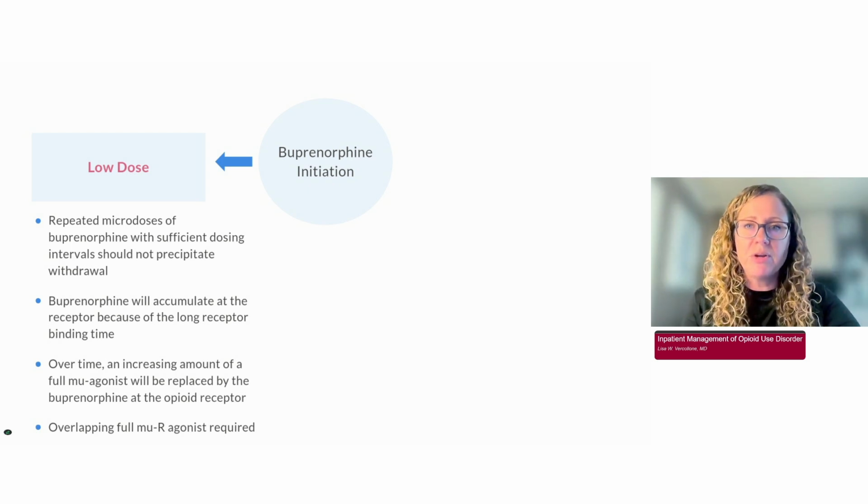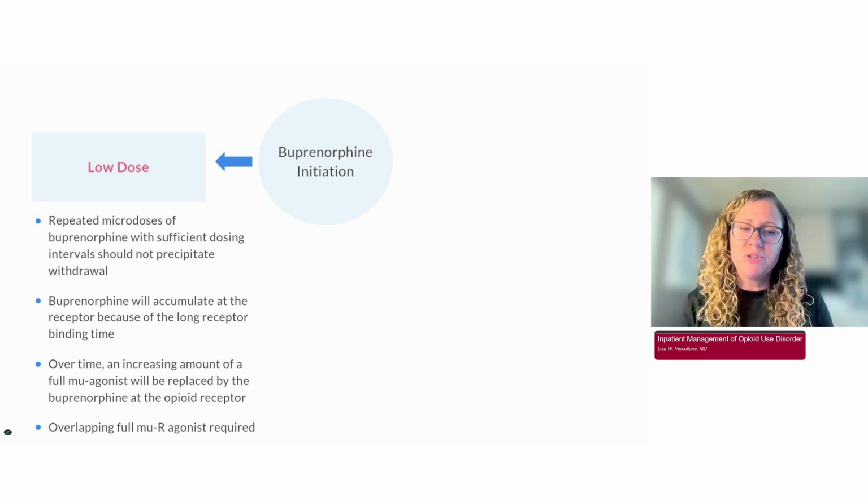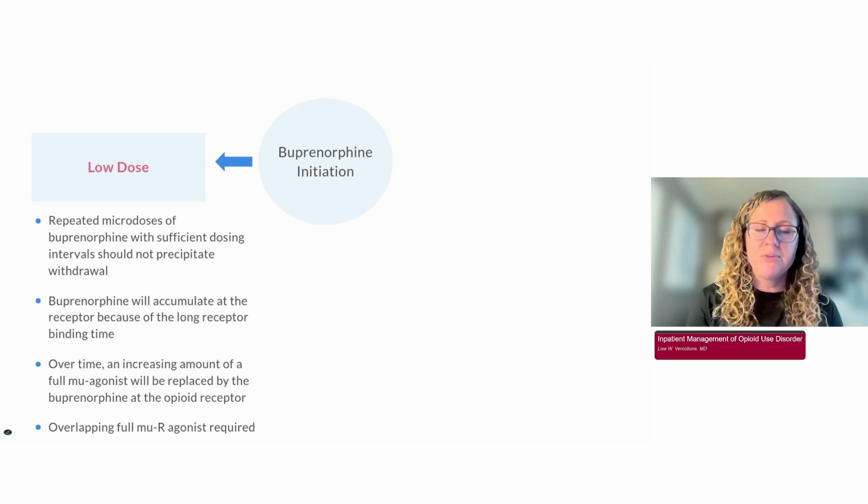The important thing to note about this strategy is that you have to have an overlapping full mu receptor agonist. And you need to do that because you want to prevent the natural withdrawal from occurring while you're doing this exchange at the mu receptor.